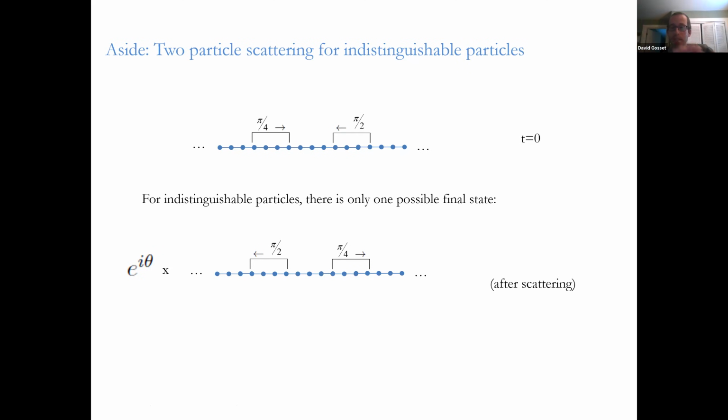But because they're indistinguishable, there's no distinction between the situation where they reflect and their momenta are exchanged and the situation where they transmit through one another. So for indistinguishable particles, you can argue this based on physics intuition, or you can actually prove this, that there is only one possible final state, which corresponds to this particle moving to the left with momentum pi/2, and this one moving to the right with momentum pi/4.